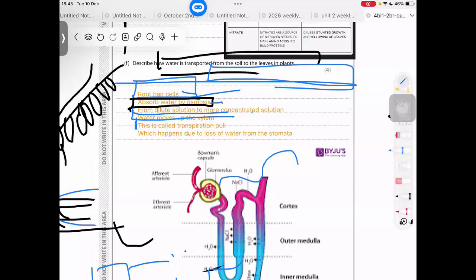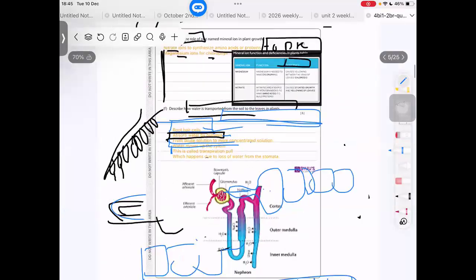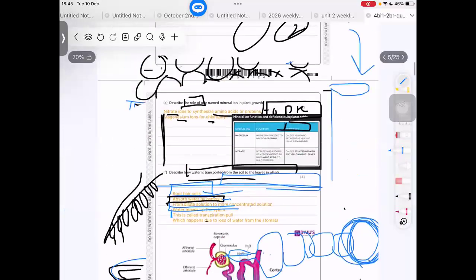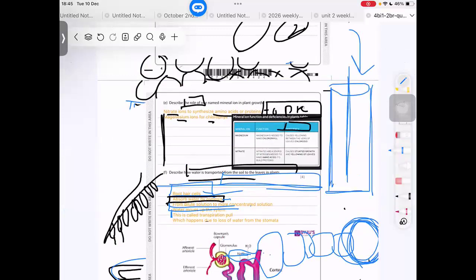Then you can see water moves up by the xylem. After the water enters the root hair cells, there are so many cells that they have to pass. Finally, they are entering the lumen of the xylem, right? It's a hollow vessel. Why? Because it's dead. It doesn't have any cytoplasm inside it, and it's lignified as well. Because of that, xylem is just a dead hollow tube, right?